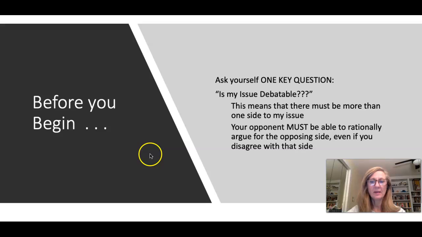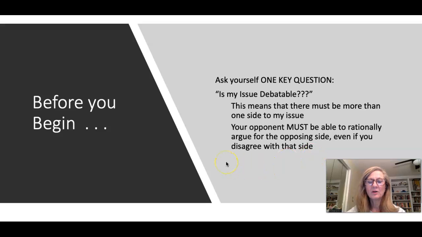So before you begin, you want to ask yourself one key question. I keep saying this to my in-class students, and I'm going to really push this to everybody. You want to ask yourself, is my issue debatable? In other words, there must be more than one side to the issue. Your opponent needs to be able to argue the opposing side rationally. Even if you disagree with that side, there has to be another side.